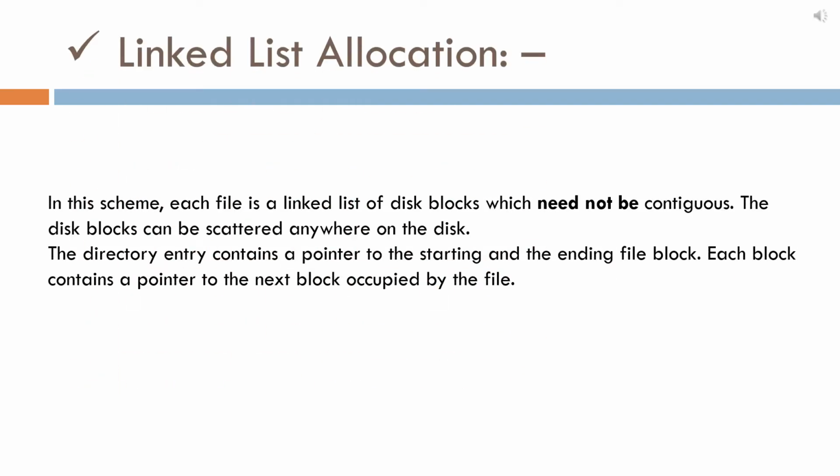The next one is linked list allocation. In this scheme, each file is a linked list of disk blocks which need not be contiguous. The disk blocks can be scattered anywhere on the disk. The directory entry contains a pointer to the starting and the ending file block. Each block contains a pointer to the next block occupied by the file.